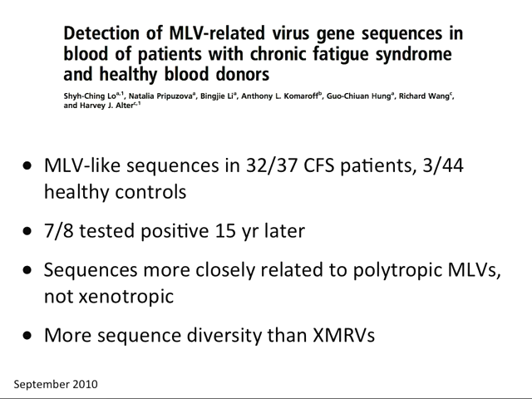So they found these sequences, and we'll call them MLV-like sequences, in 32 of 37 CFS patients and 3 of 44 healthy controls. They had some paired samples from patients 15 years apart, so they were able to test those, and 7 of 8 of those were still positive. And as I said, these are more related to polytropic MLV, so it's not XMRV, it's different, and there's more sequence diversity.